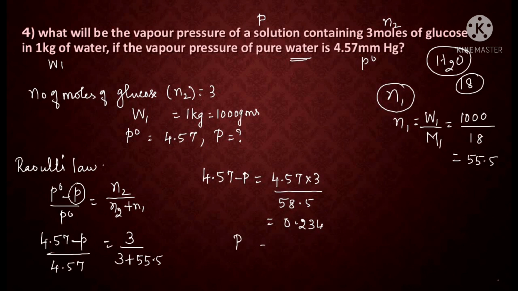Now we are in need of this P, right? So for P, we shall bring this value to this side. So 4.57 minus 0.234 is equal to 4.336 mmHg. Hope you might have understood all the problems, students.